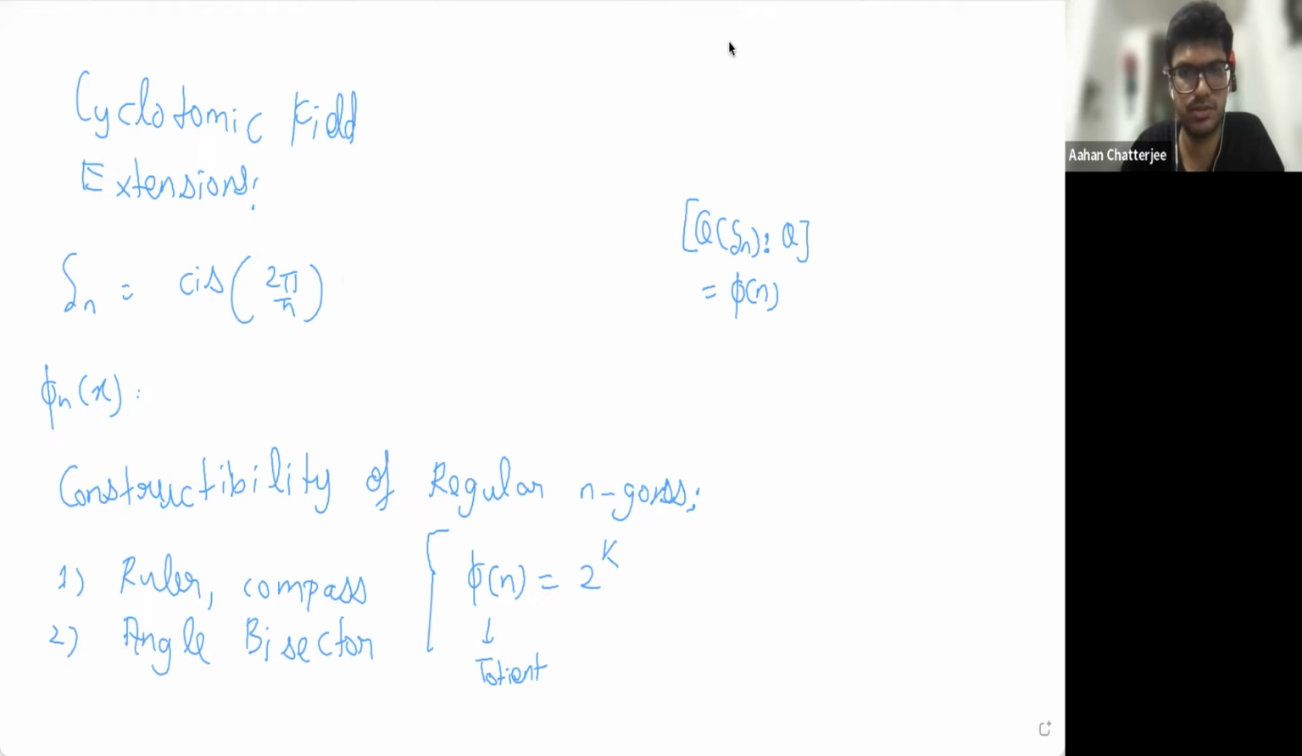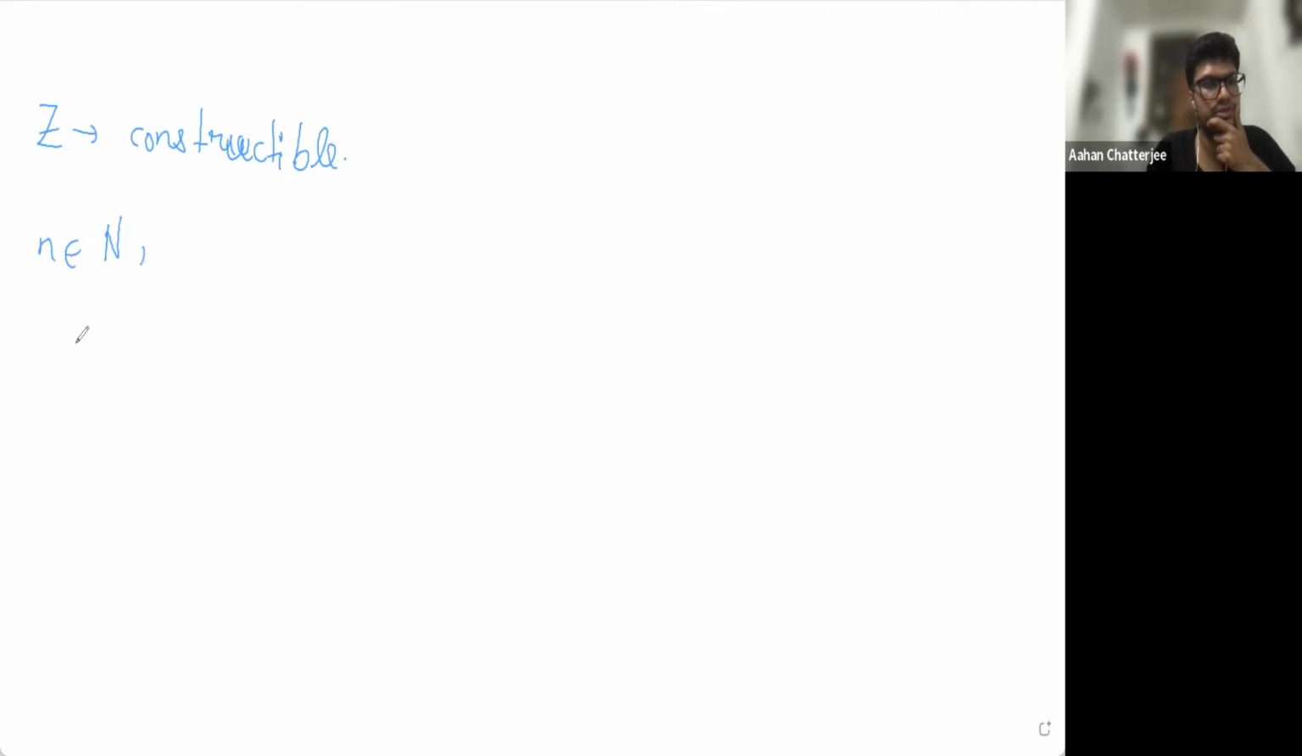So let's look at what things are actually constructible. So first of all, integers are obviously constructible. Now suppose n is a natural number. So does anyone see why 1 upon n is also constructible?